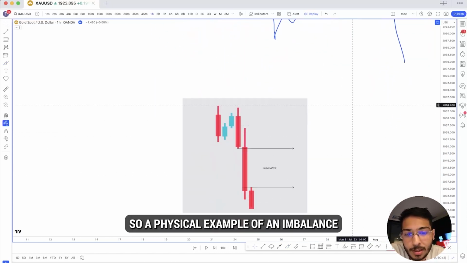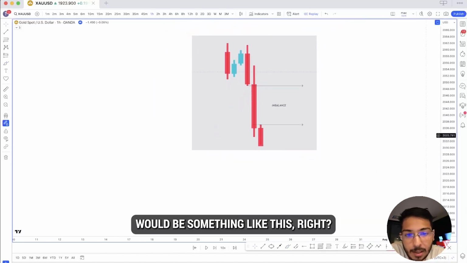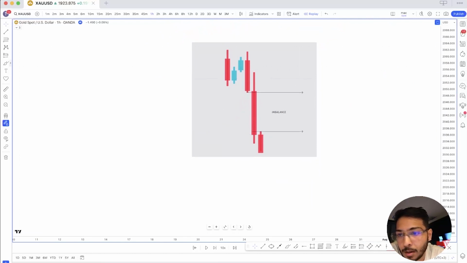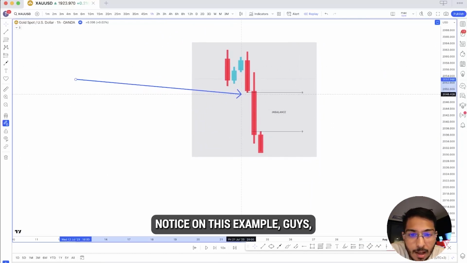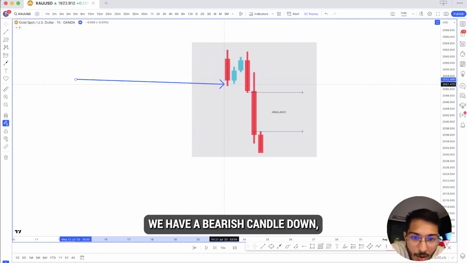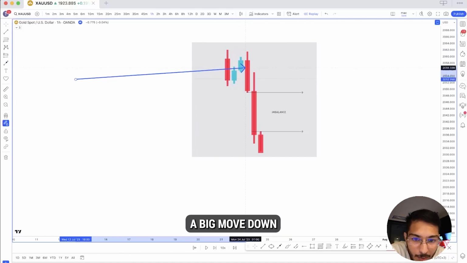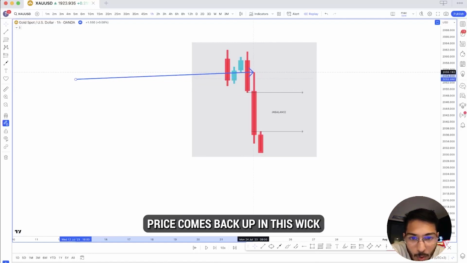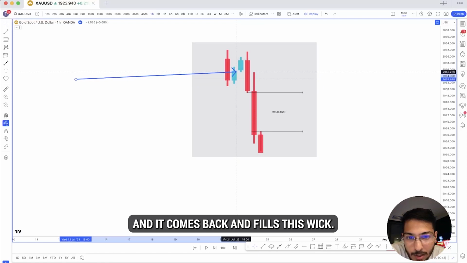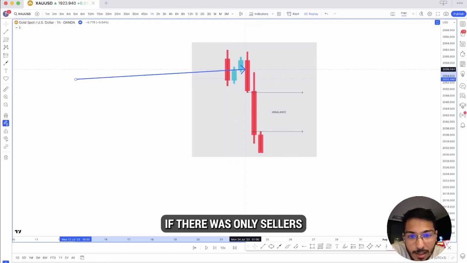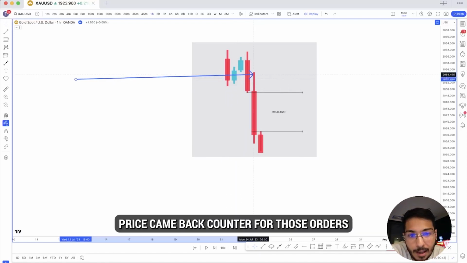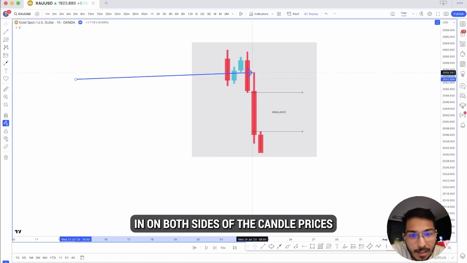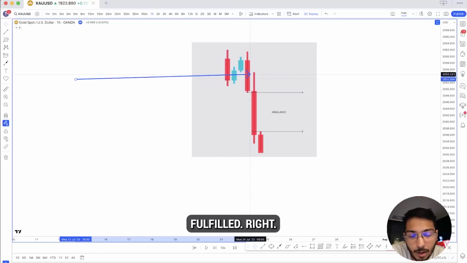So a physical example of an imbalance would be something like this, right? Notice on this example, guys, we have a bearish candle down, some bullish candles, a big move down, right? This first bearish candle that moves down, look what happens. Price comes back up in this wick and it fills this wick. What that means is that if there was only sells being offered, price came back, accounted for those orders, and on both sides of the candle, price is fulfilled, right?